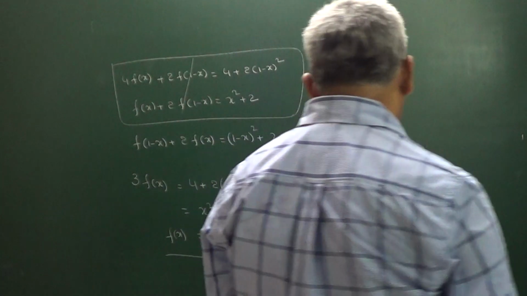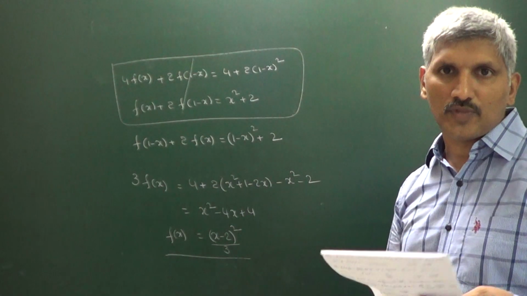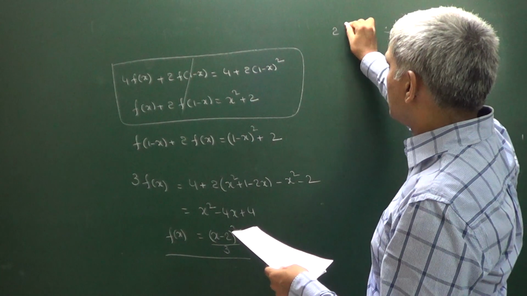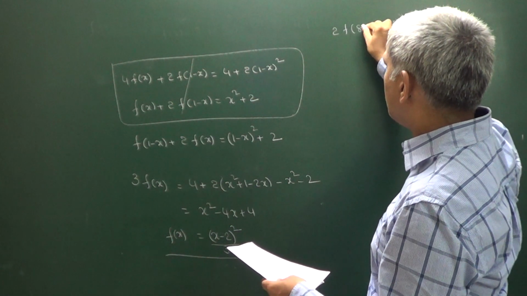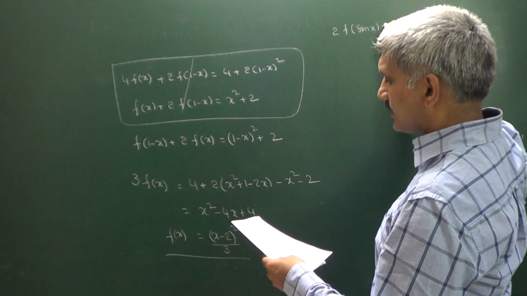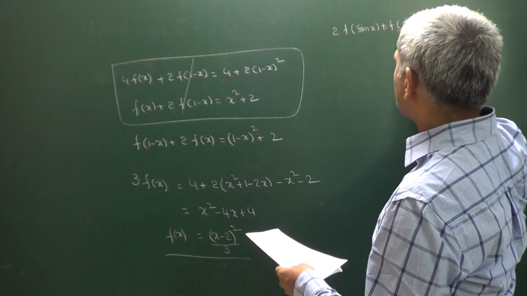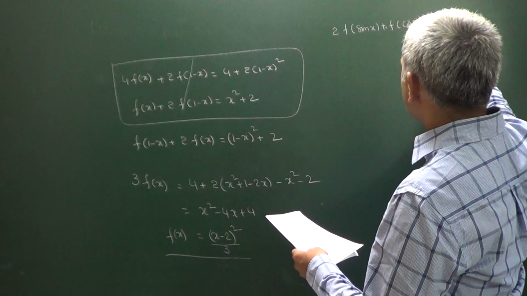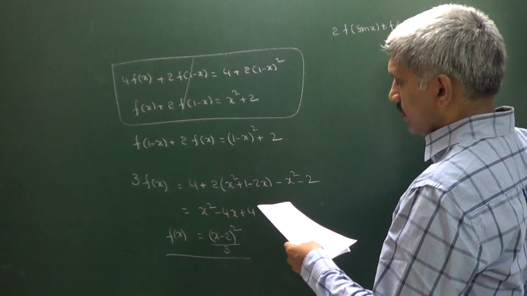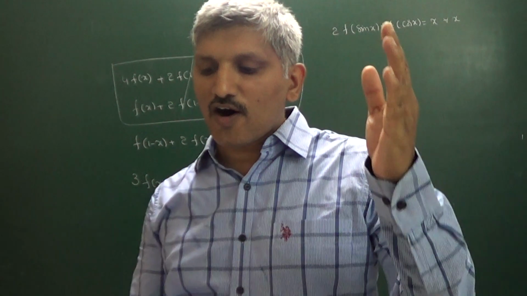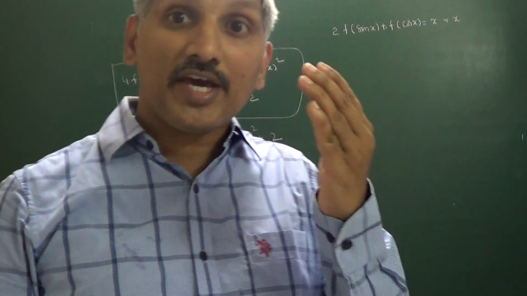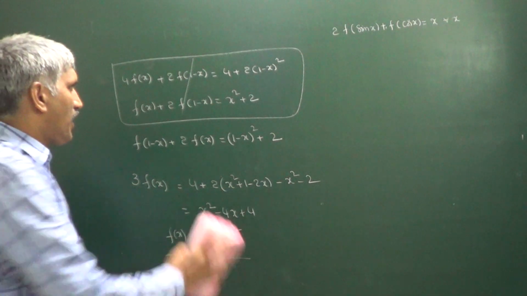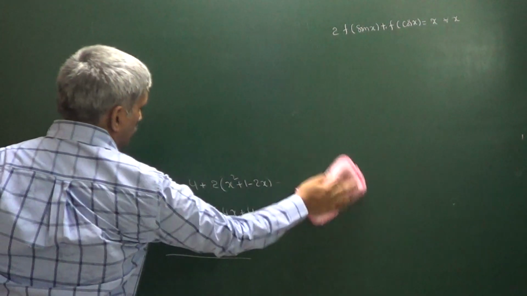So this is another question. This is the question from the assignment which I provided to you. So this is 2 times f of sin x plus f of cos x is equal to x for all x. Then he is asking the set of points where the function is not differentiable. The points we have to find out where this function is not differentiable.